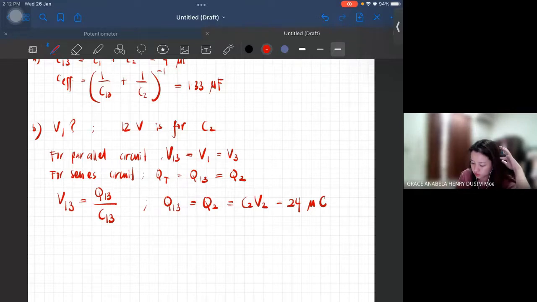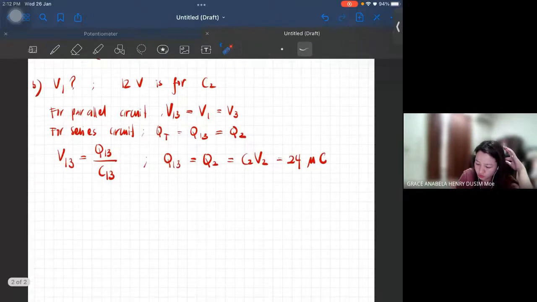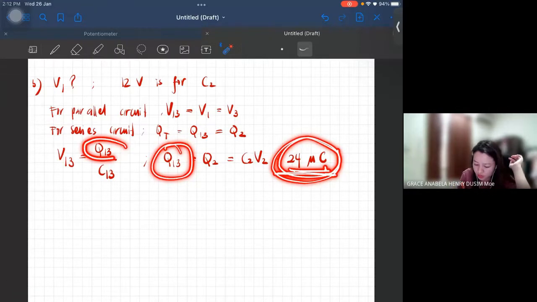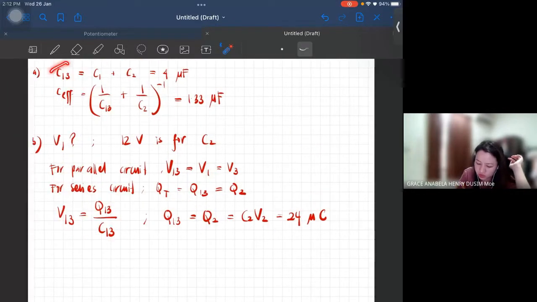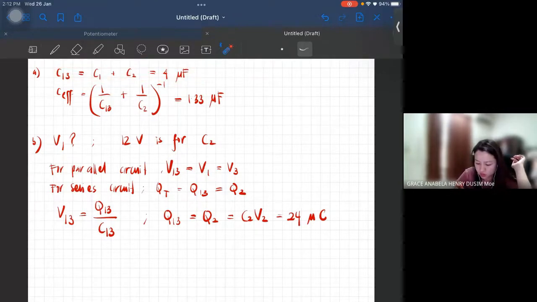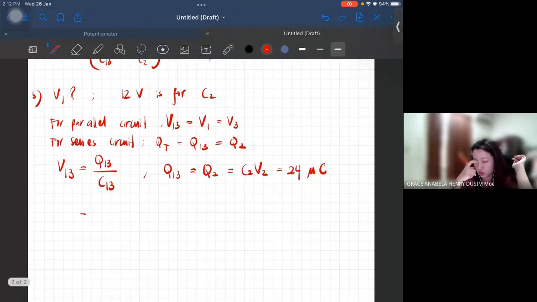Okay, so kita sudah dapat Q13 which is 24 microcoulomb. So from here, substitute je lah dalam ni. Ini C13 is the one we've calculated just now, which is 4 microfarad. Okay, so substitute into that equation. So we'll get V1 to be equal to 6 volt. This is also equal to V1 lah.